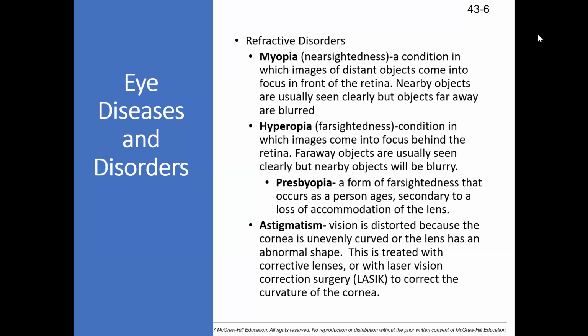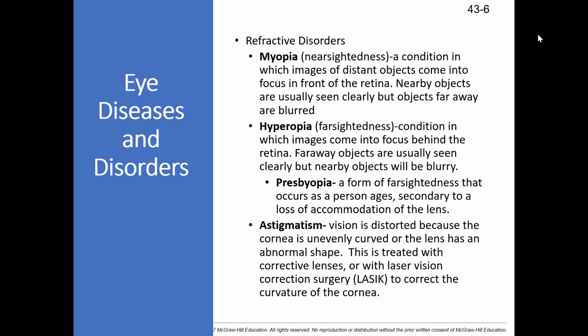Myopia is nearsightedness. This is a condition in which images of distant objects come into focus in front of the retina. Nearby objects are usually seen clearly, but far away is blurry. Hyperopia is a condition in which images come into focus behind the retina. Far away objects are usually seen clearly, but close-up ones might be a little bit blurry.